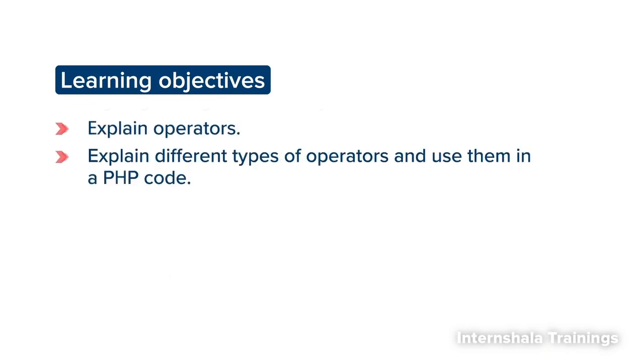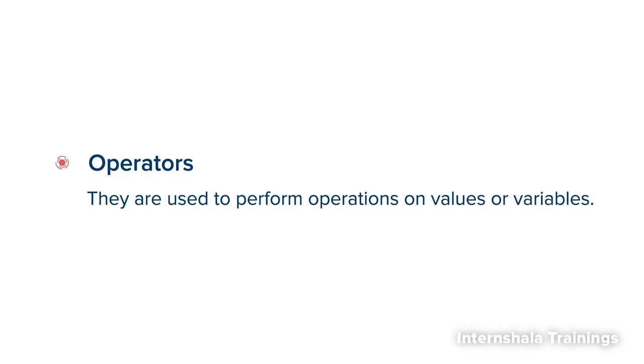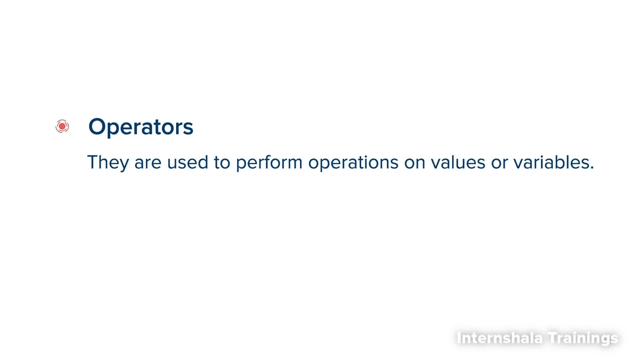After going through this video, you will be able to explain operators, explain different types of operators and use them in a PHP code. In PHP or any programming language in general, to perform operations on values or variables, we use operators. To understand in simplest terms, let's say we have this expression. Here, plus is an operator. It can be minus, multiply or any other operator, which we will discuss shortly in this video.